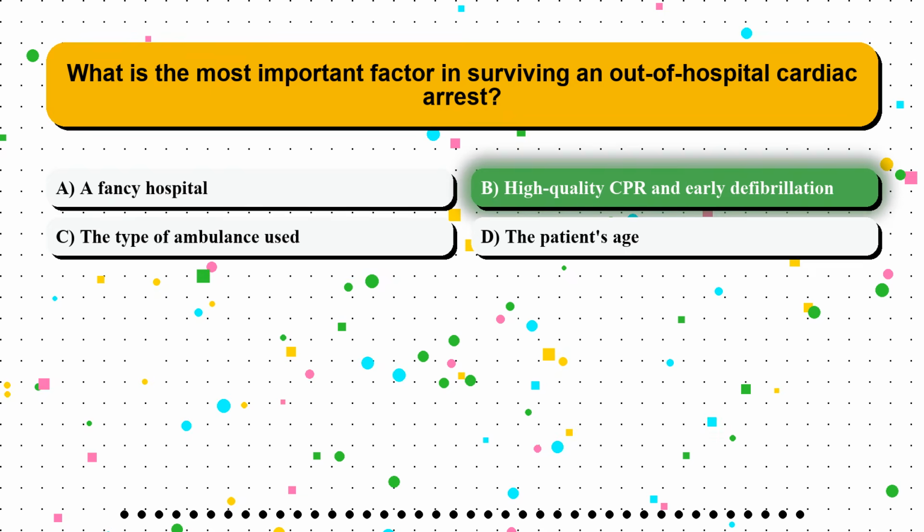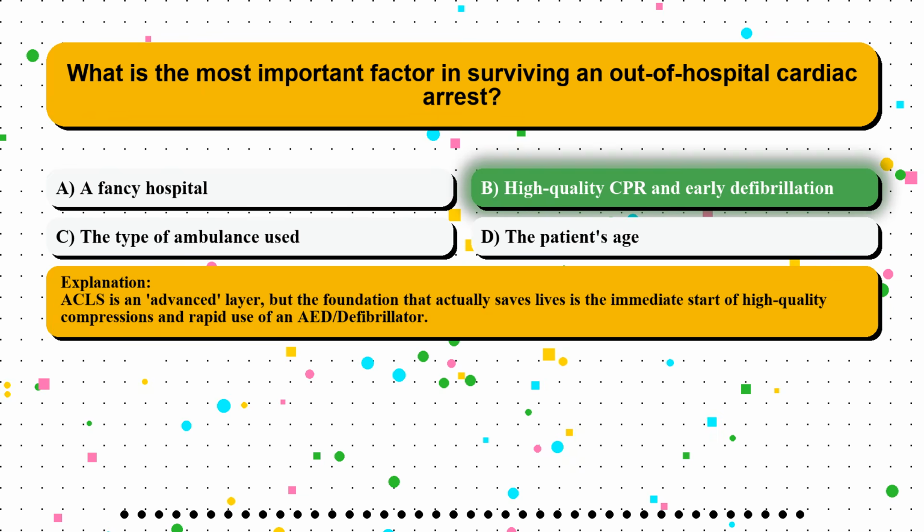The correct answer is option B. High-quality CPR and early defibrillation. ACLS is an advanced layer, but the foundation that actually saves lives is the immediate start of high-quality compressions and rapid use of an AED/defibrillator.